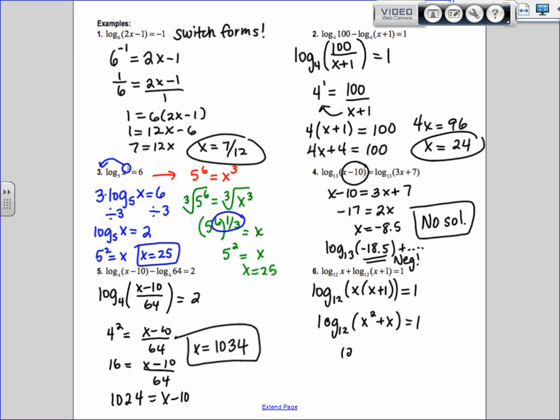So I switch forms. 12 to the 1 equals x squared plus x. I get everything on one side. You guys are still having trouble with this on the test. It's an x squared and an x. Get everything on one side, and we're going to factor.